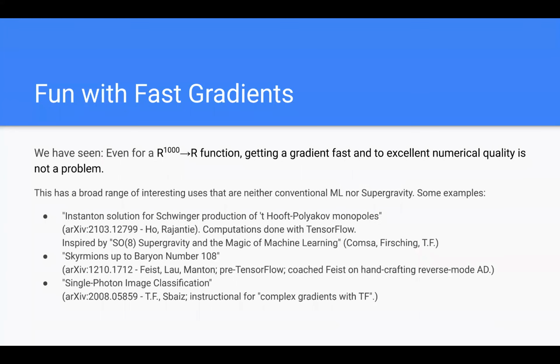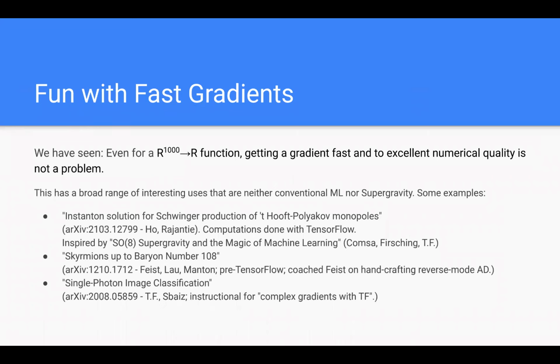Now, what we've just seen is that even for a real valued function of 1,000 real parameters, getting a gradient fast and to excellent numerical quality is not a problem. The reason we get this factor 6, it's bounded, is that basically for every step in the forward calculation, we have to do a step in the backward calculation that's the same effort times a small upper bound. So it's never more than 6 times the effort in the forward calculation. And this has a broad range of interesting uses that are neither conventional machine learning nor supergravity.